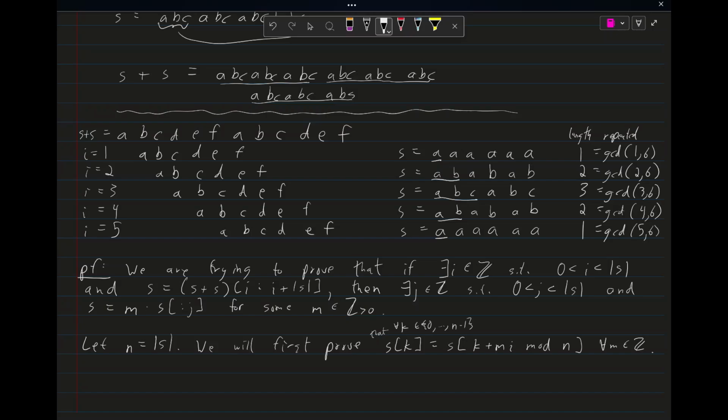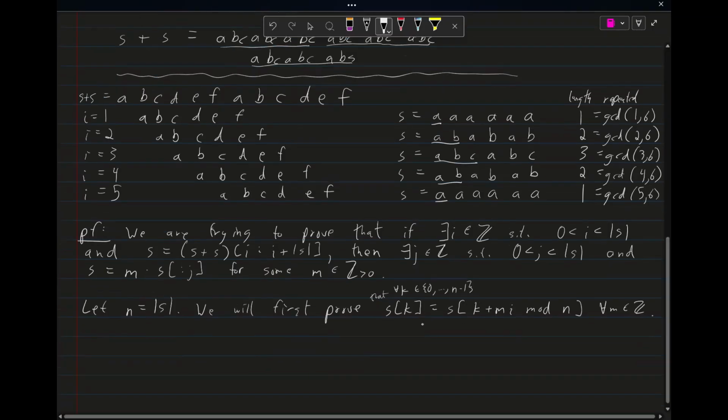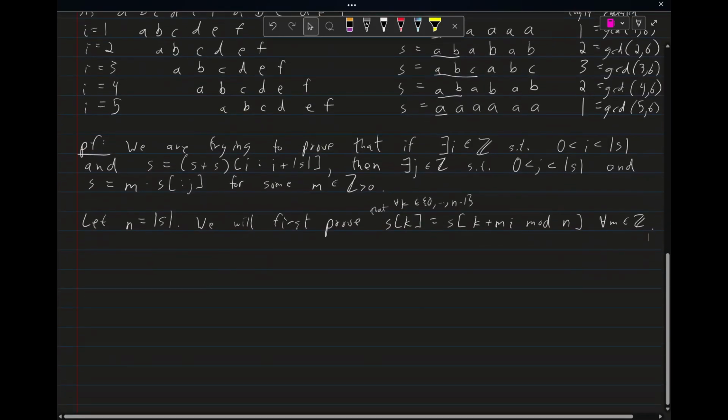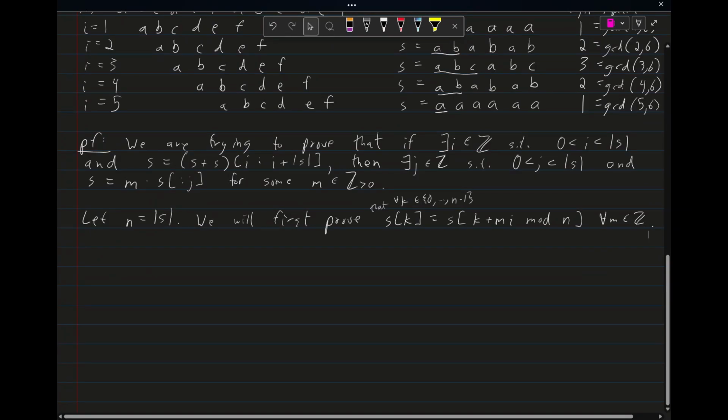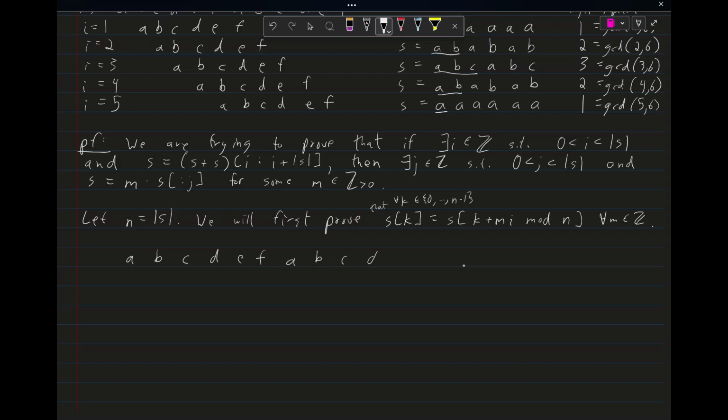Okay, so to prove this, I want to start with a picture, because that will make the proof make a lot of sense once you see the motivation. But when you actually go to prove it, a lot gets jumbled up in notation, and it's easy to lose sight of the intuition.